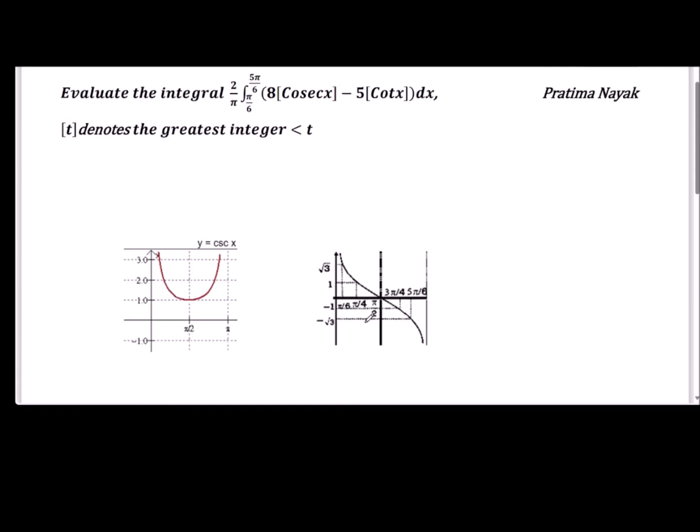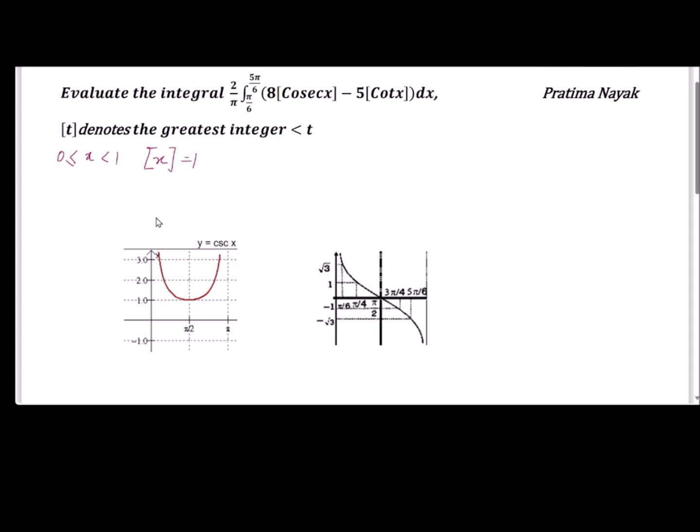That means we know the greatest integer function. If x is from 0 to 1, then the greatest integer function is 0. That means it takes the lower value, not the higher value.